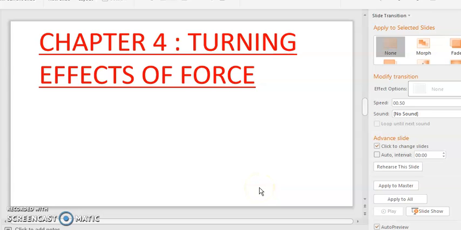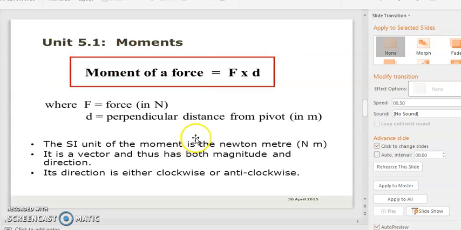Okay, let's look at chapter 4, turning effects of force. Turning effects of force talks about the moment of a force, which is F, that is force, calculated in newtons, times D, which is distance, or its perpendicular distance from the pivot, in meters. So the SI unit of the moment is the Newton meter, Nm.